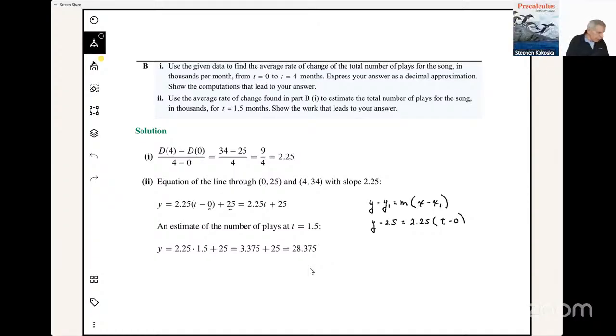So in part B, we want to use the given data to find the average rate of change of the total number of plays for the song from t equals 0 to t equals 4 months. And again, it says express this in decimal form. Well, we know this formula for the average rate of change, d of 4 minus d of 0 divided by 4 minus 0. I need to go to the table in order to find d of 4 and d of 0. I did a little bit of subtraction, a little bit of simplification. I got 9/4, but then I remembered this has to be expressed as a decimal, so I've got 2.25 there.